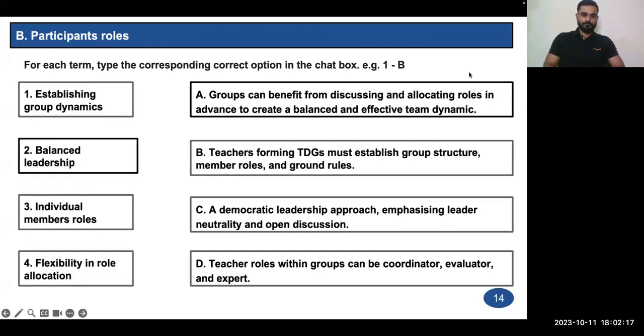The term is establishing group dynamics, and for that, the correct answer is teachers forming TDGs must establish group structures, member roles, and ground rules. Likewise, you have to start answering. Okay, Ejaz sir is saying 1, 2. Hemlata ma'am, 2C. Okay, Lokesh sir, 2C. Good. Nice. 2C. Okay, exactly. Yeah, excellent.